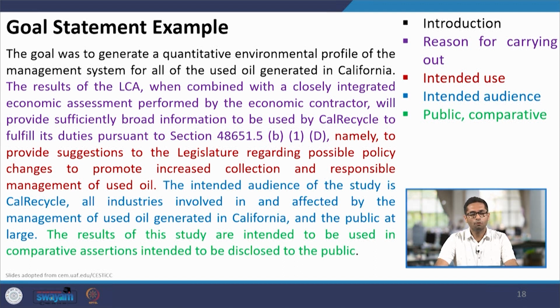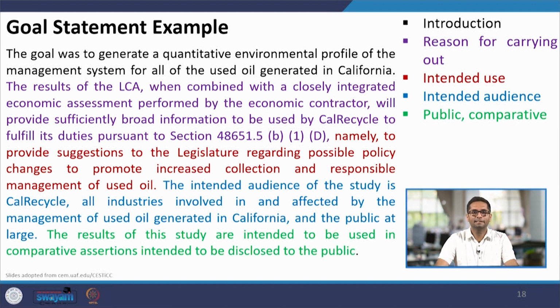Who is the intended audience? The intended audience of the study is Cal Recycle, of course, who is conducting the study, all industries involved in and affected by the management of used oil generated in California, and the public at large. So they are clearly stating that the primary audience would be the companies that are involved in the management of used oil, particularly in the state of California, and the people who are linked to it.